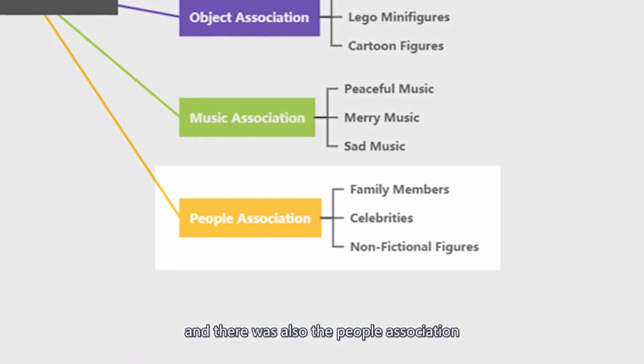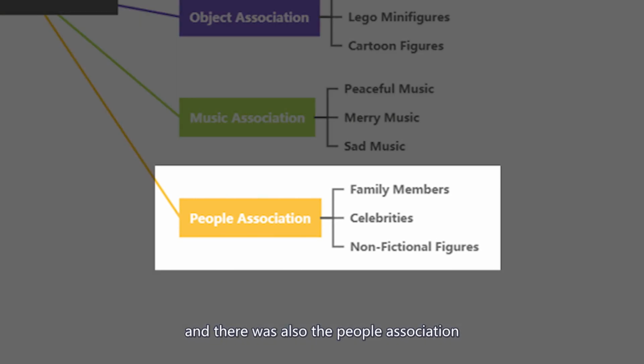Okay, and there is also the people association. It could be think of family members. What can you tell a story about them? Think of a particular celebrity.